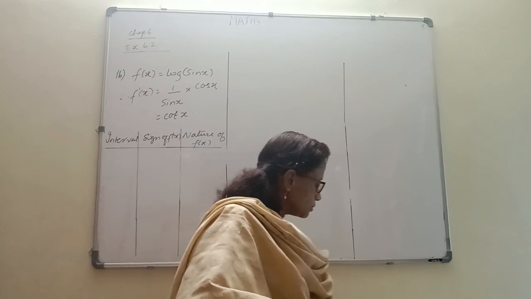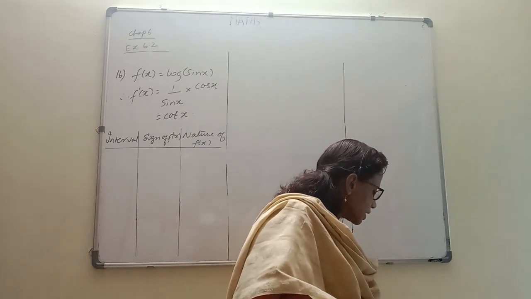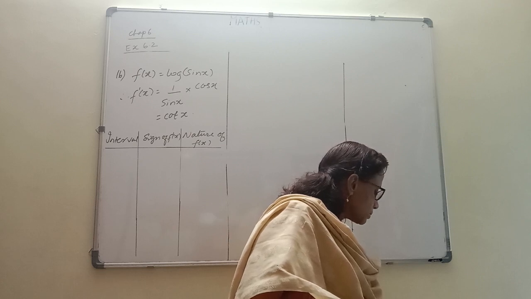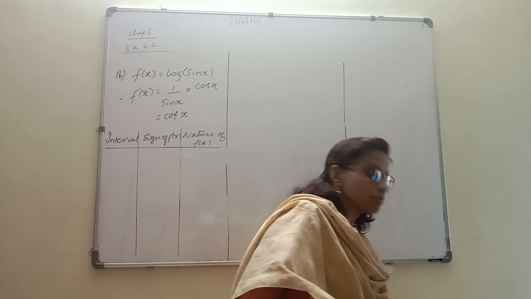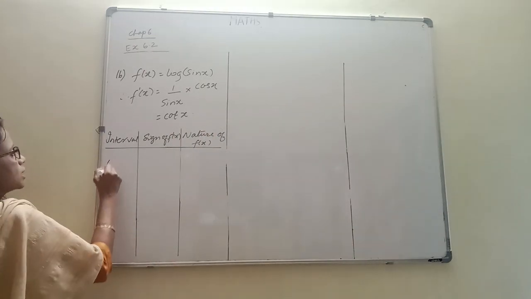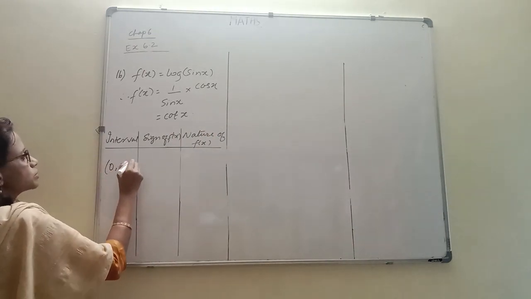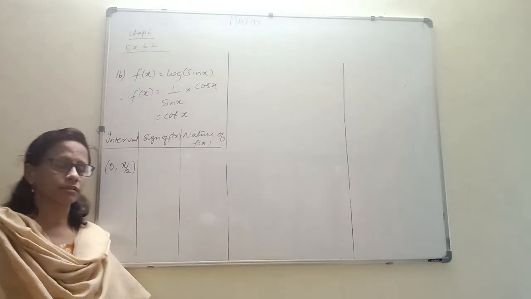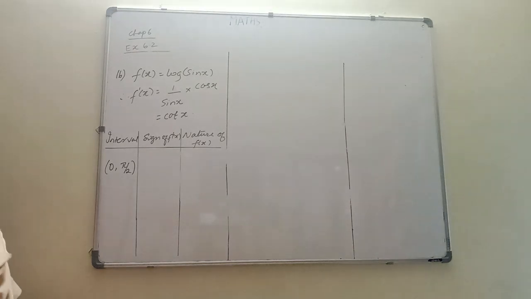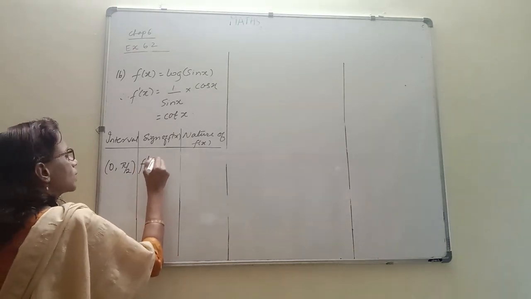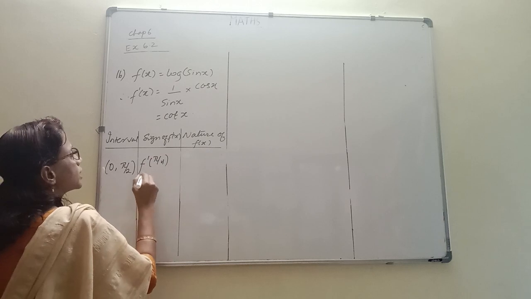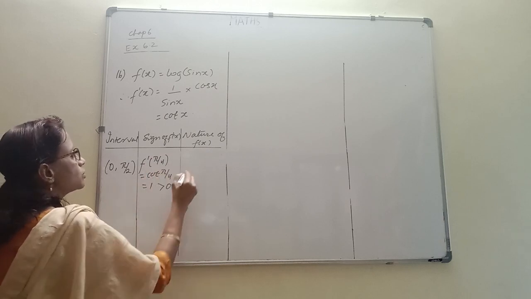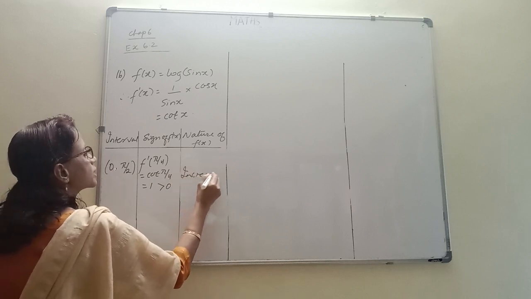We'll decide that depending on it. So let's go through the question. What does the question say? Prove that the function f given by f of x is log sin x is strictly increasing on 0 to pi by 2 and strictly decreasing on pi by 2 to pi. So those intervals are clear to us. The very first interval is 0 to pi by 2. Since we have to take this interval, let's take any value in between, say pi by 4. Then cot pi by 4, we all know, is 1, which is greater than 0. So here the function is increasing.